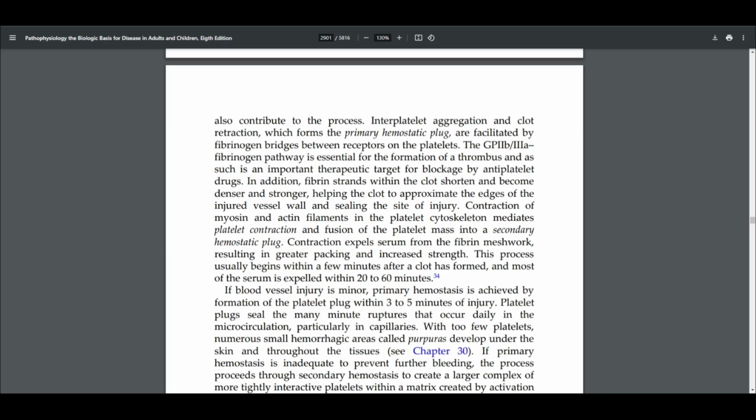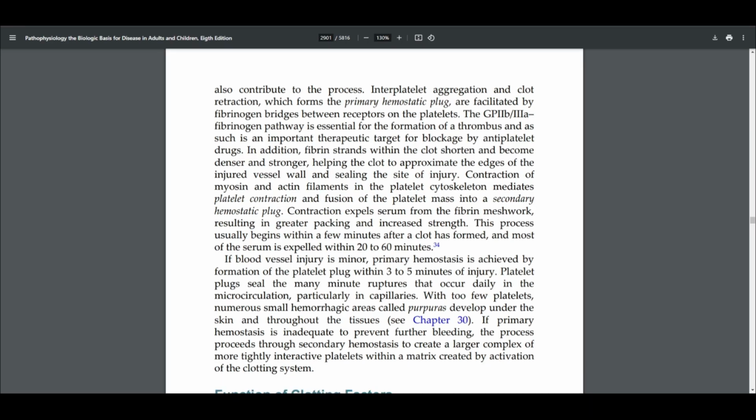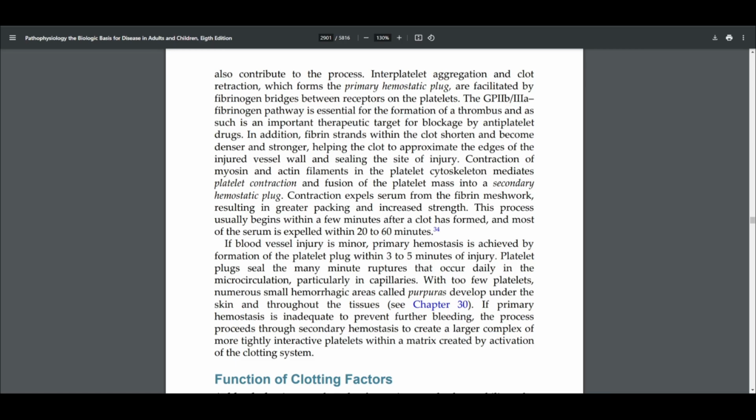Interplatelet aggregation and clot retraction, which form the primary hemostatic plug, are facilitated by fibrinogen bridges between receptors on the platelets. The GP2B3A fibrinogen pathway is essential for the formation of a thrombus and as such is an important therapeutic target for blockage by antiplatelet drugs. In addition, fibrin strands within the clot shorten and become denser and stronger, helping the clot to approximate the edges of the injured vessel wall and sealing the site of injury.